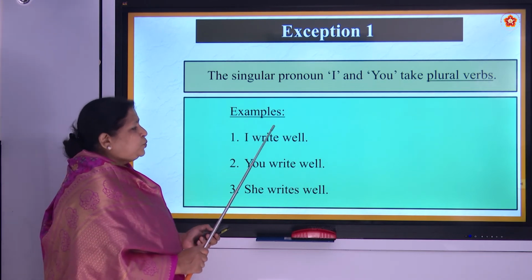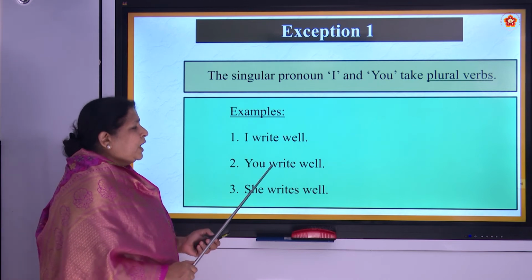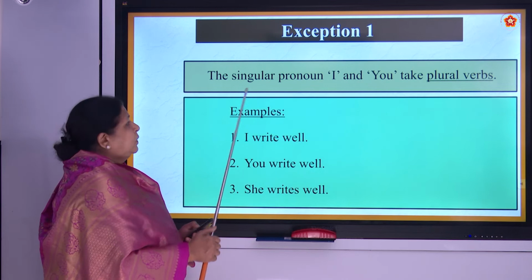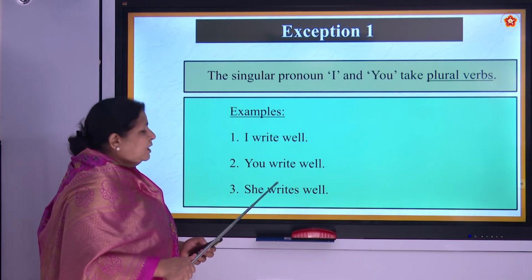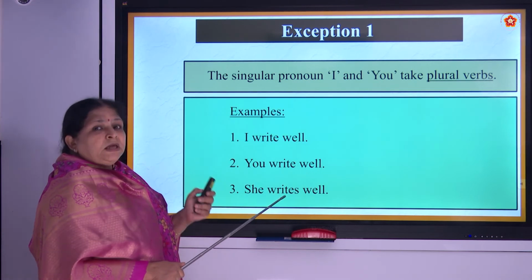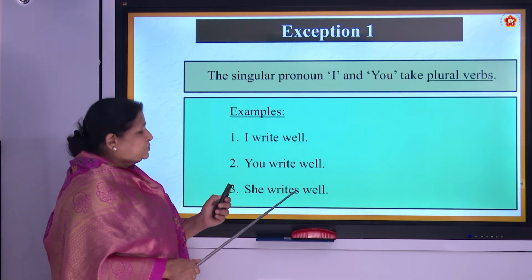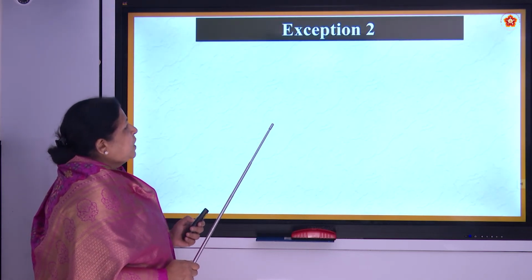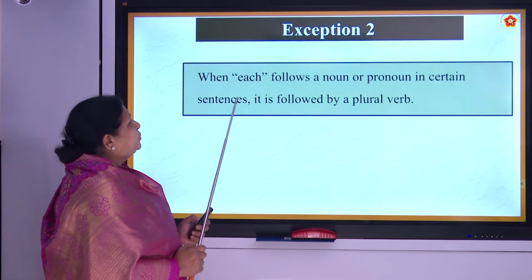I write well. You write well. These are the two exceptions. Now, she writes well. Writes, W-R-I-T-E-S, so you have to put S over here. Very good. So now what is the second exception to the rule?